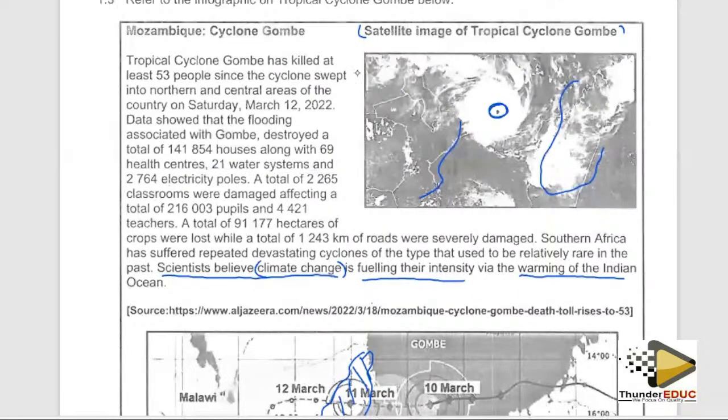So if you check again our infographic, tropical cyclone Gombe has killed at least 3 people since the cyclone swept into the northern central half of the country, March 12, 2022. Data showed that the flooding associated with Gombe destroyed a total of houses, centers, water systems, and electricity poles. But remember, floods is not a weather element, right? So we need to identify the weather elements.